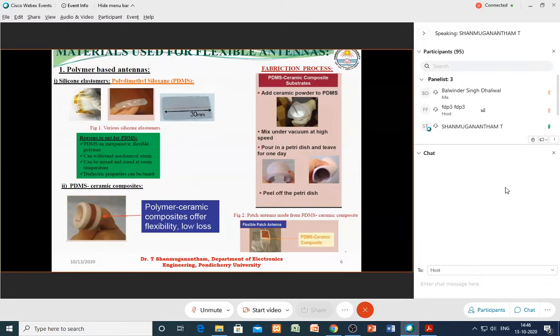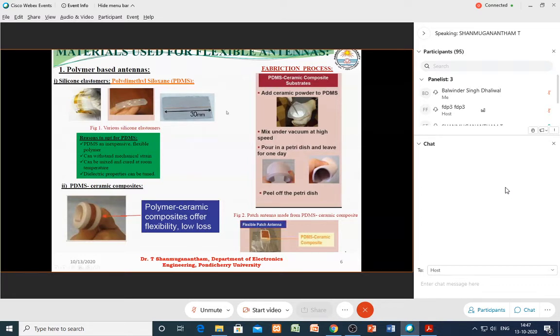Particularly the inkjet printing, you know very well, inkjet printing technology has emerged as an alternative to conventional fabrication techniques such as etching and milling. It is also an additive process, where the design is directly transferred to the substrate without any mask or material wastage. We can do it directly.